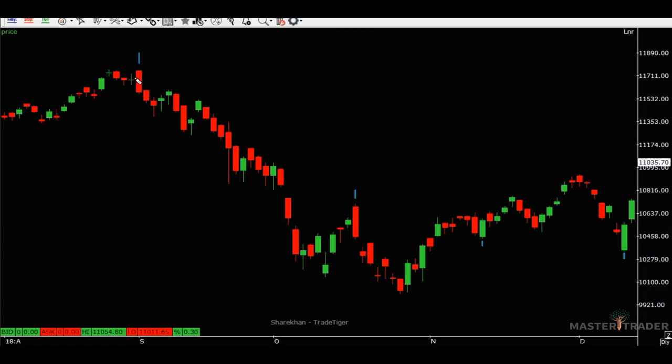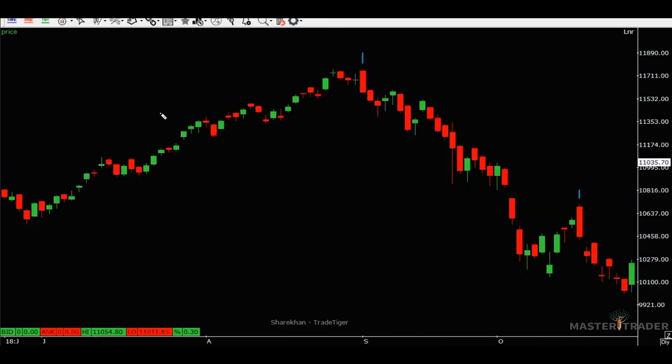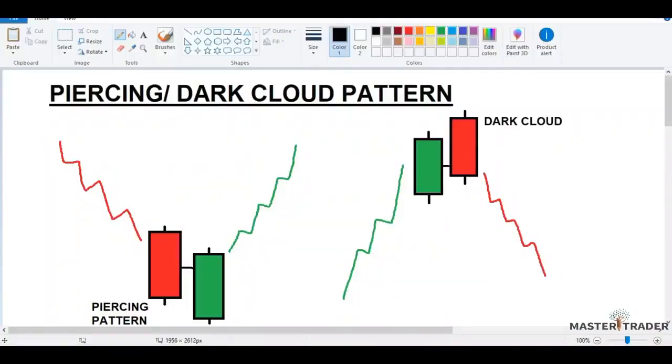Something similar here as well. You see a gap up, and then it closes below 50%, and see the fall the next few days. So this is your piercing pattern and dark cloud. Very simple pattern, occurs very less, but when it does, it gives you fantastic moves. So that's it for this video, guys.